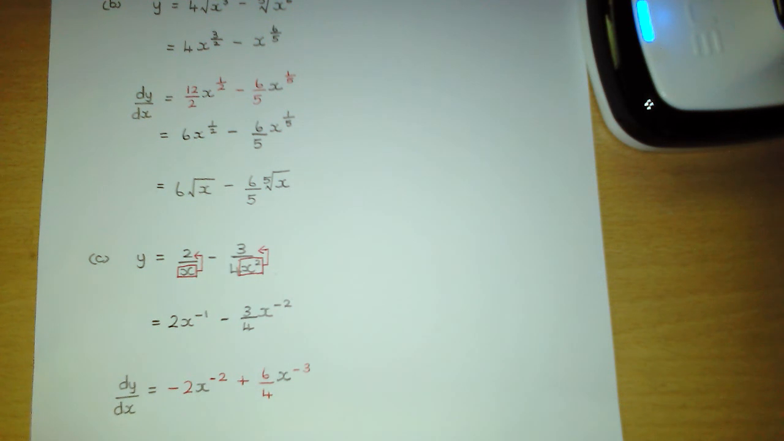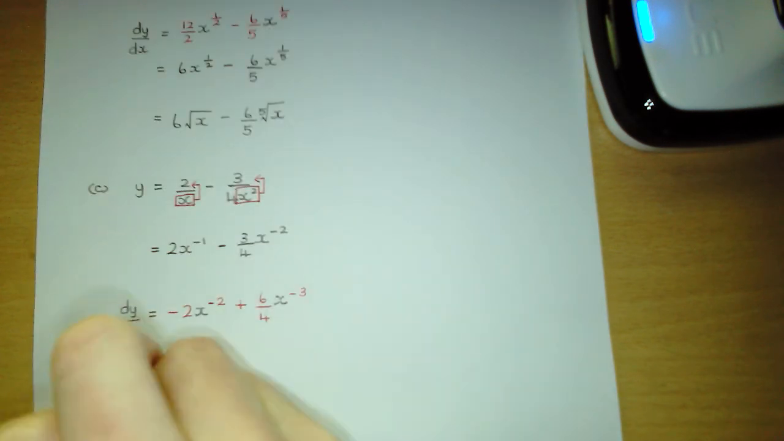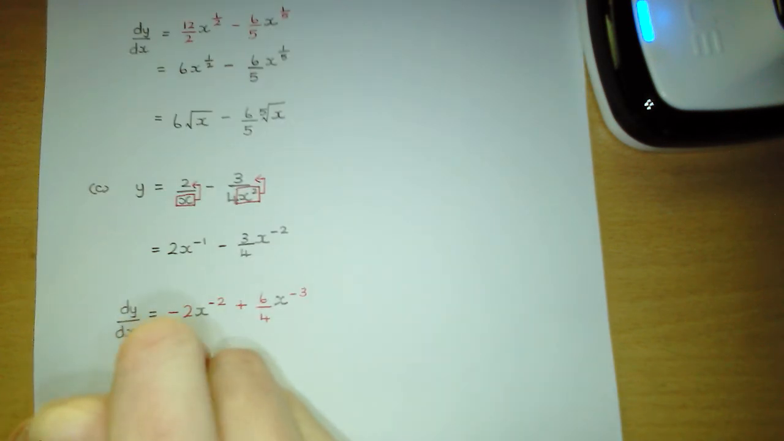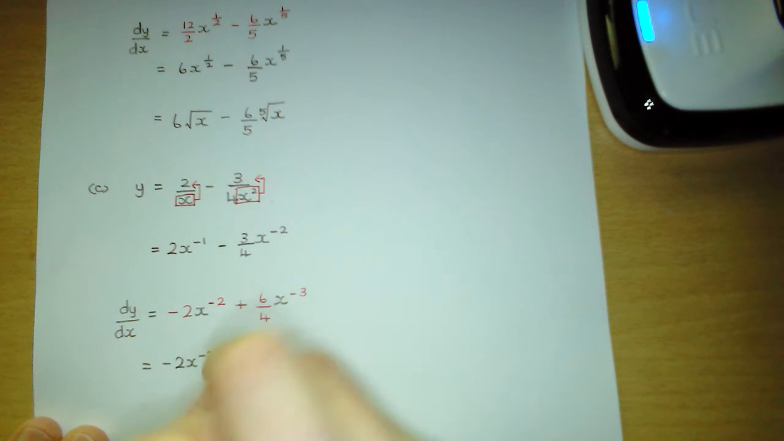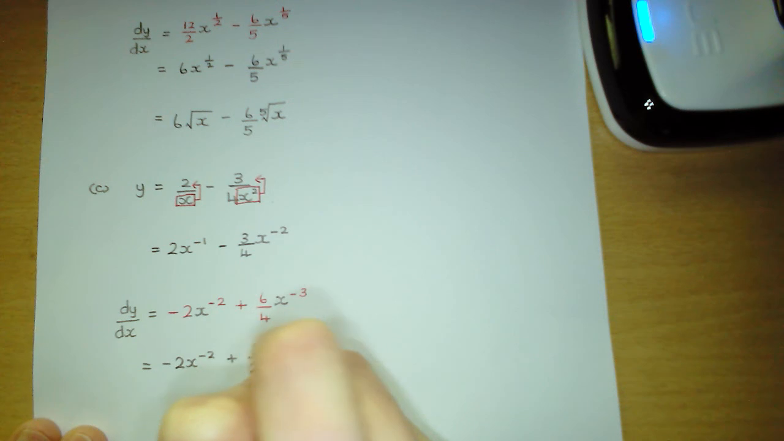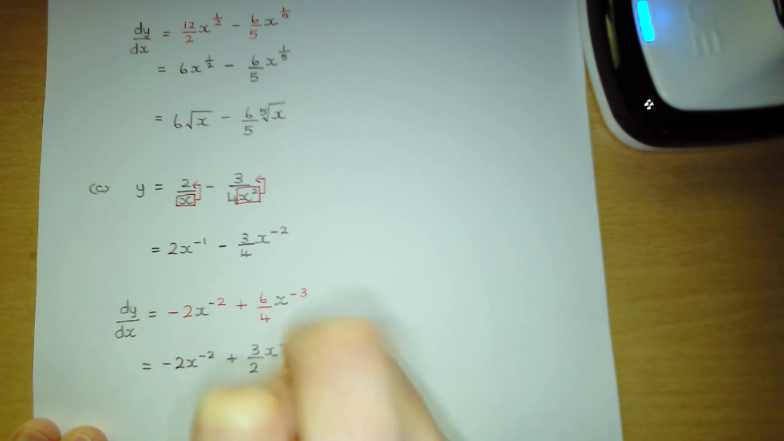Okay, let's tidy it up. So we're going to get minus 2 x to the power minus 2. And then 6 over 4 will cancel. Always cancel fractions down. So that's going to cancel to give us 3 over 2. And then we've got x to the power minus 3.